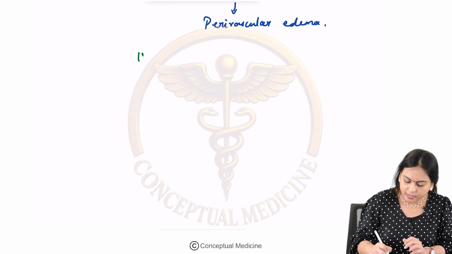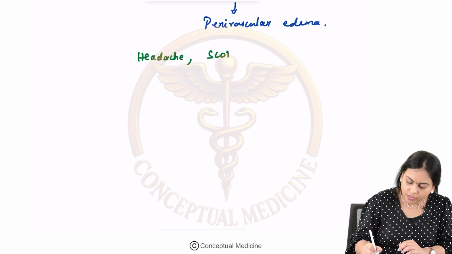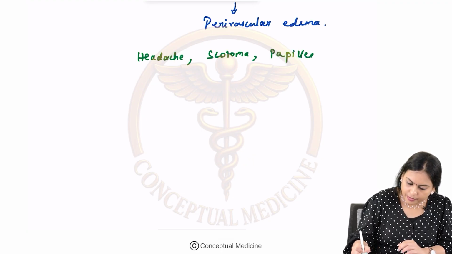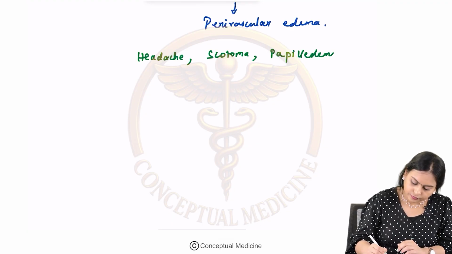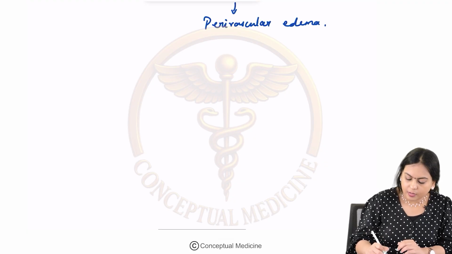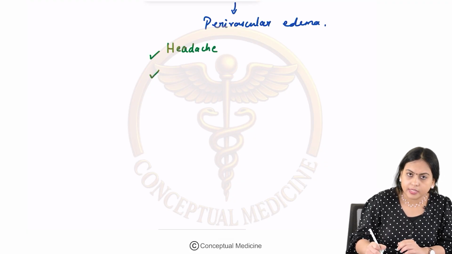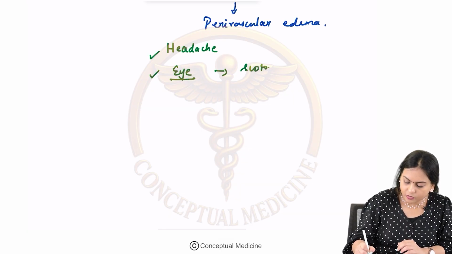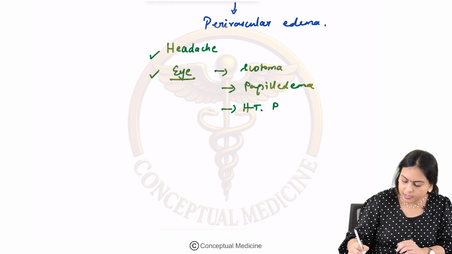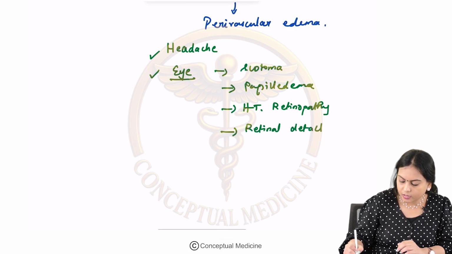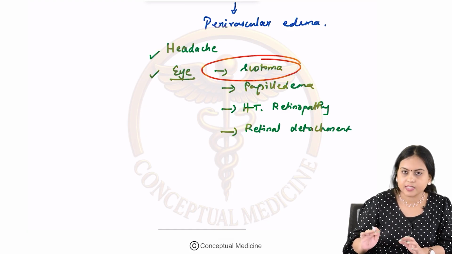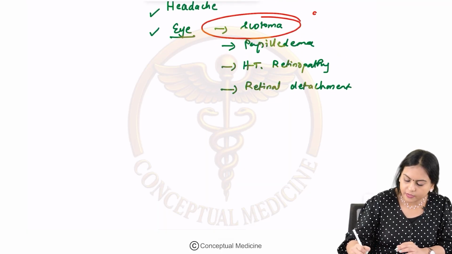These can present as headache, scotoma or papilledema. So cerebral symptoms can present as headache. Also symptoms in the eye, like there can be scotoma or papilledema, and even hypertensive retinopathy changes, and there can be retinal detachment also. And among these, remember, scotoma is the first visual change to occur.